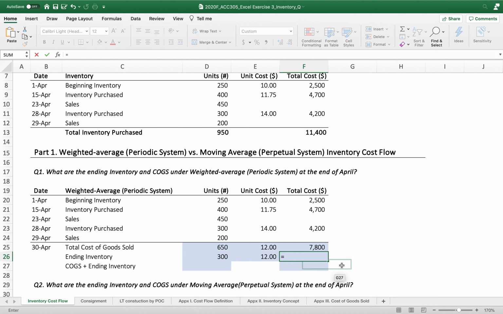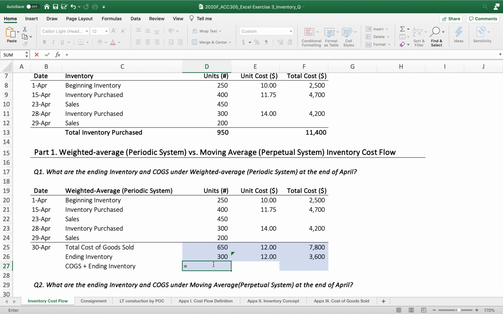So you can get the answer of the ending inventory that should be recorded on the balance sheet as the ending balance. Also, it's very easy. It's the total cost minus 7,800. So we got the same result.